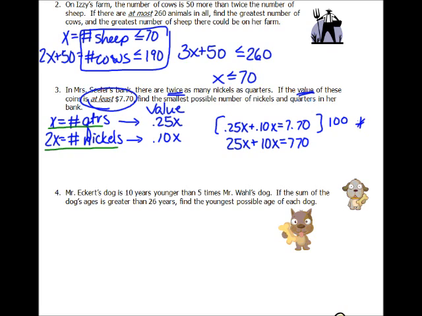Do you have to do this step? Absolutely not. I just don't like decimals. They kind of get in my way, and I make careless errors. So 35x equals 770, and x equals, oops, and I did equals here.